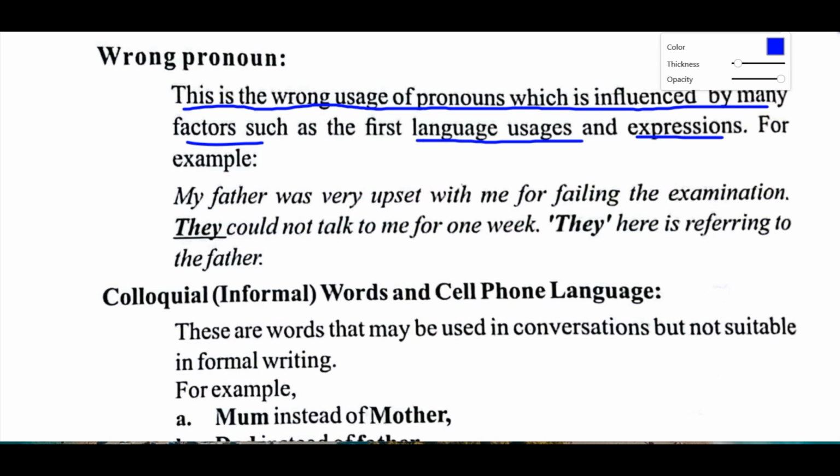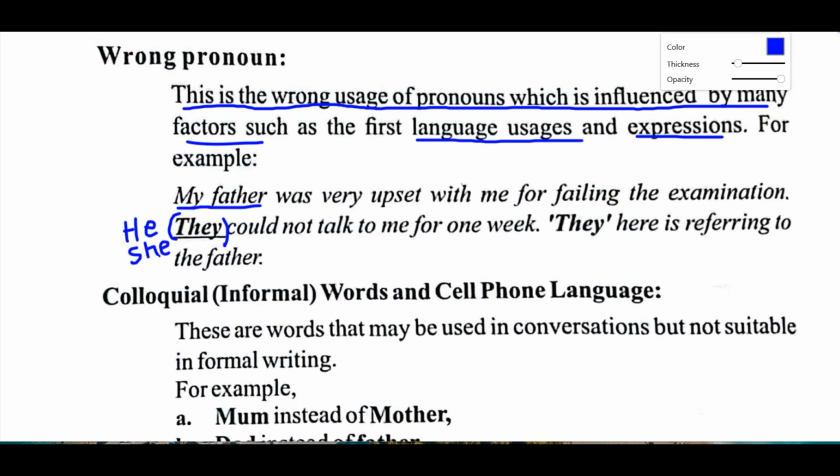So the pronoun that we have misused is they. We can't use they because we are talking about one person, my father. So since it's one person, we are supposed to use he for the father, since it's a male, then she for the mother. So it was supposed to be he could not talk to me for 1 week.